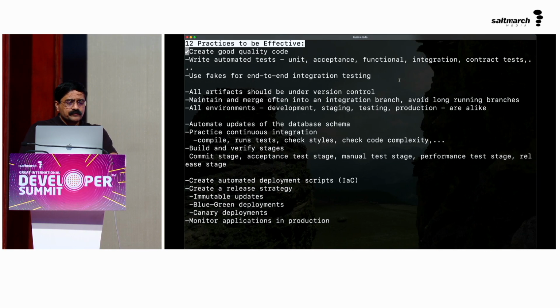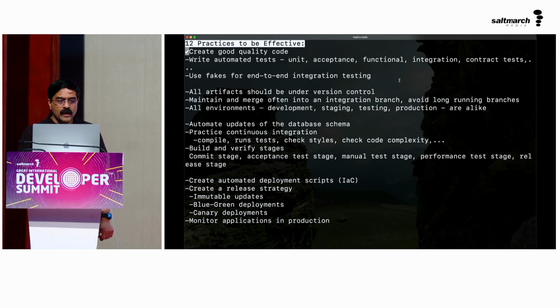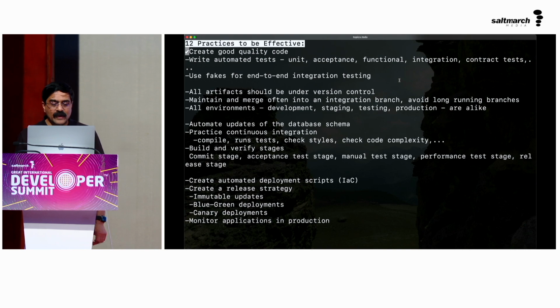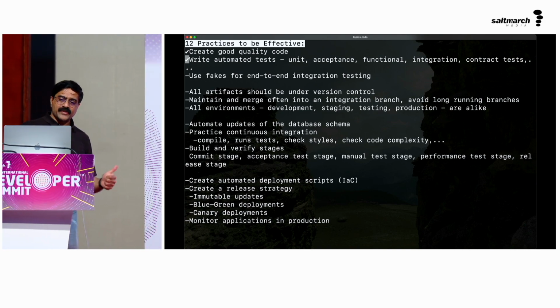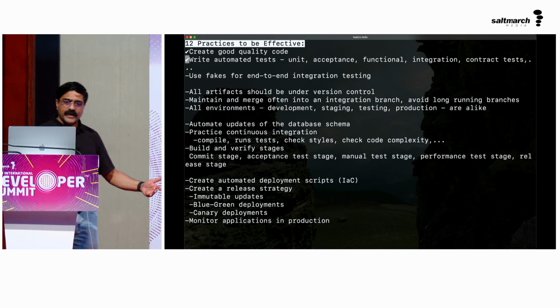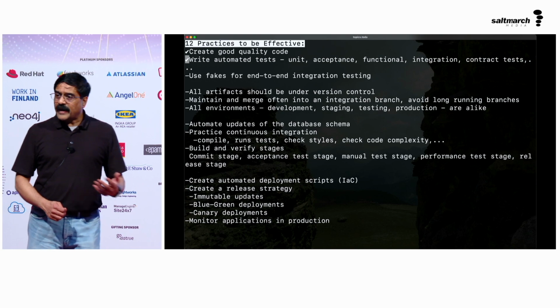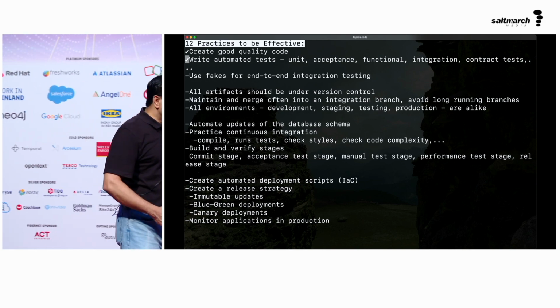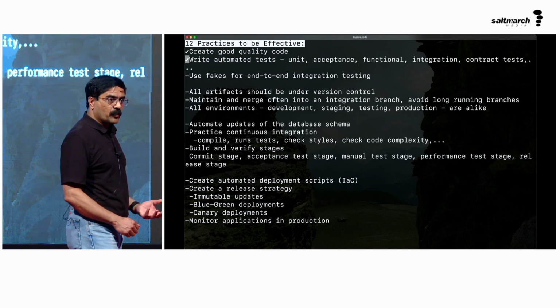So essentially, that's the very first thing I would say. Create good quality code. If you create good quality code, it gives you the pathway to creating code that is maintainable. It improves the chance of releasing faster. Write automated tests: unit tests, acceptance, functional tests, integration tests, contract tests, whatever that could be. But write automated tests. Automated testing is really hard when we have never done it before.